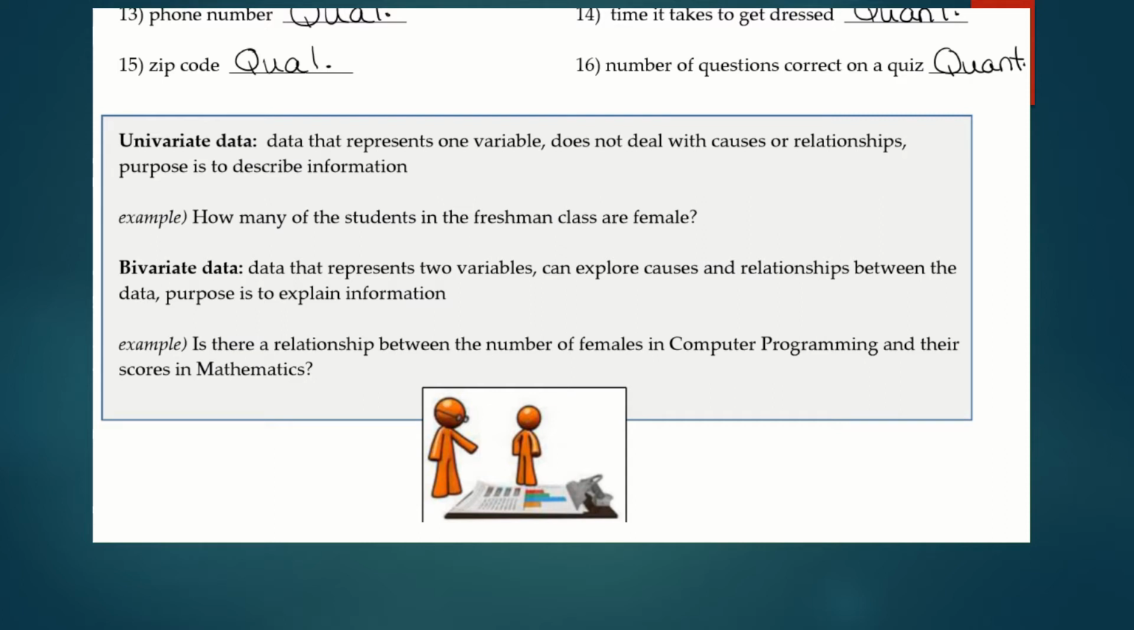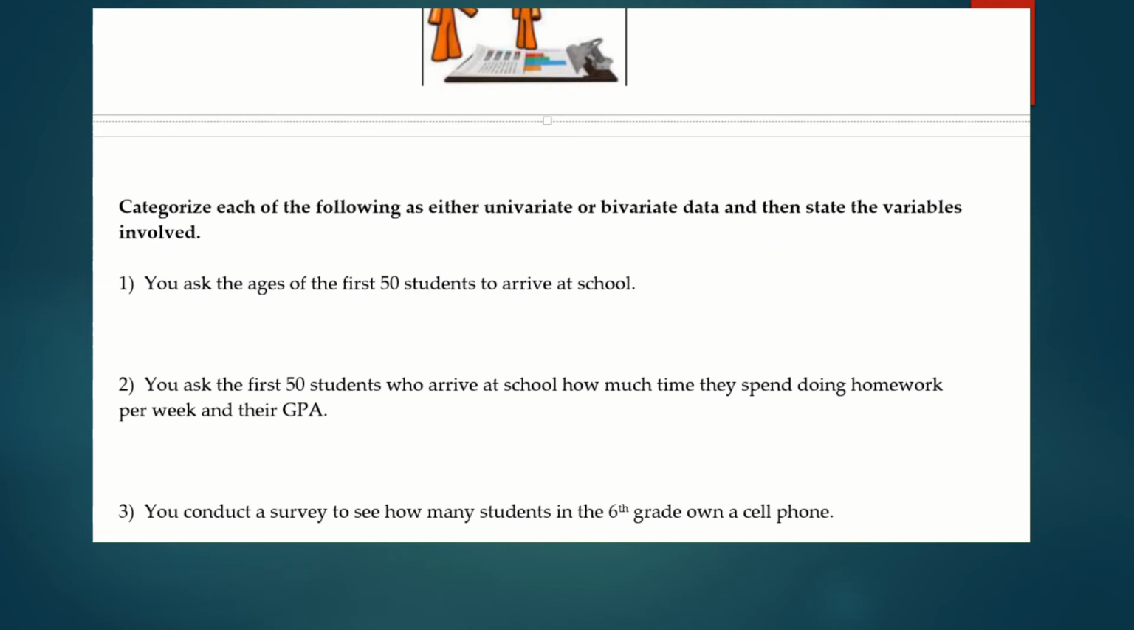Bivariate data is data that represents two variables. Notice the word bi, just like in a bicycle, there's two tires. So data that represents two variables can explore causes and relationships between the data, and the purpose is to explain information. Okay, so is there a type of cause and effect relationship between two different variables of data? So for example, is there a relationship between the number of females in computer programming and their scores in mathematics?